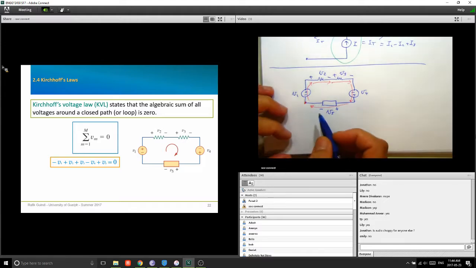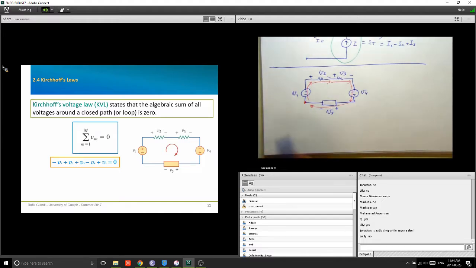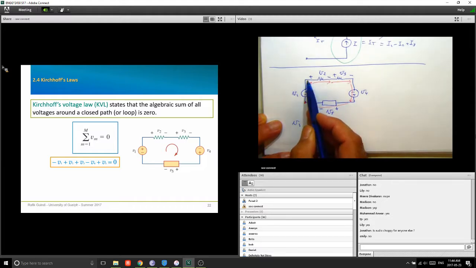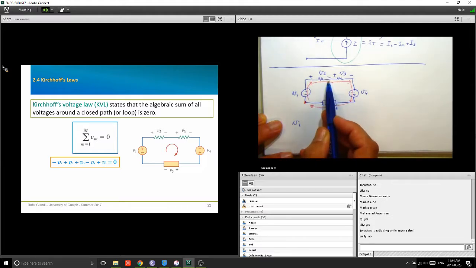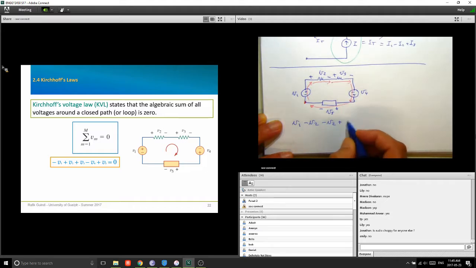What it means here, for example, if I go from minus to plus, I'm going to write V1, then if I go from plus to minus, I have to change the sign. So I'm going to say minus V2, plus to minus is still minus V3, minus to plus, that becomes positive again, plus V4, plus to minus, minus V5. That's equal to 0. I'm going to rearrange that. So I have V1 plus V4 equals V2 plus V3 plus V5, right?